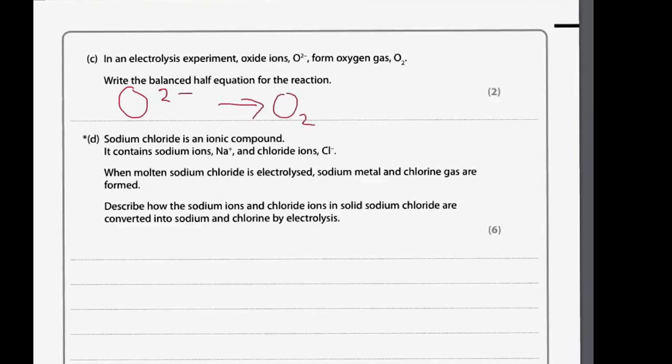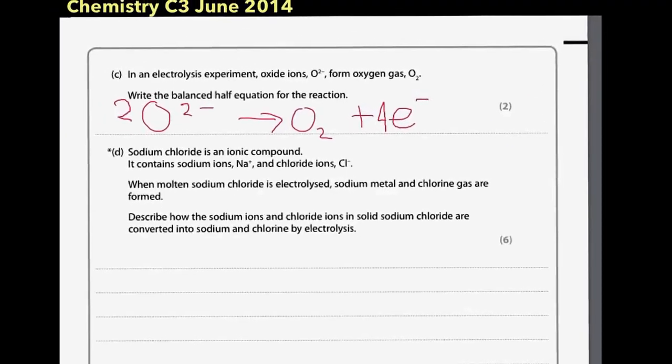Of course, we cannot forget our electrons, and the electrons are negatively charged, like this. But when we see these, this is not balanced, so we have to put a 2 here and a 4 here. And now count up. Now this is balanced, and this will get you the 2 marks that you will need.